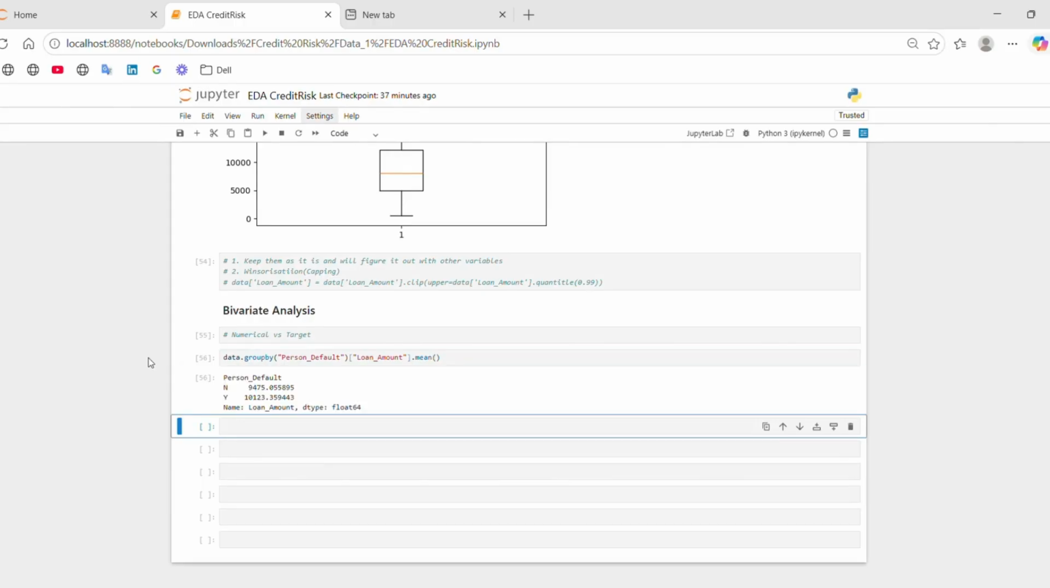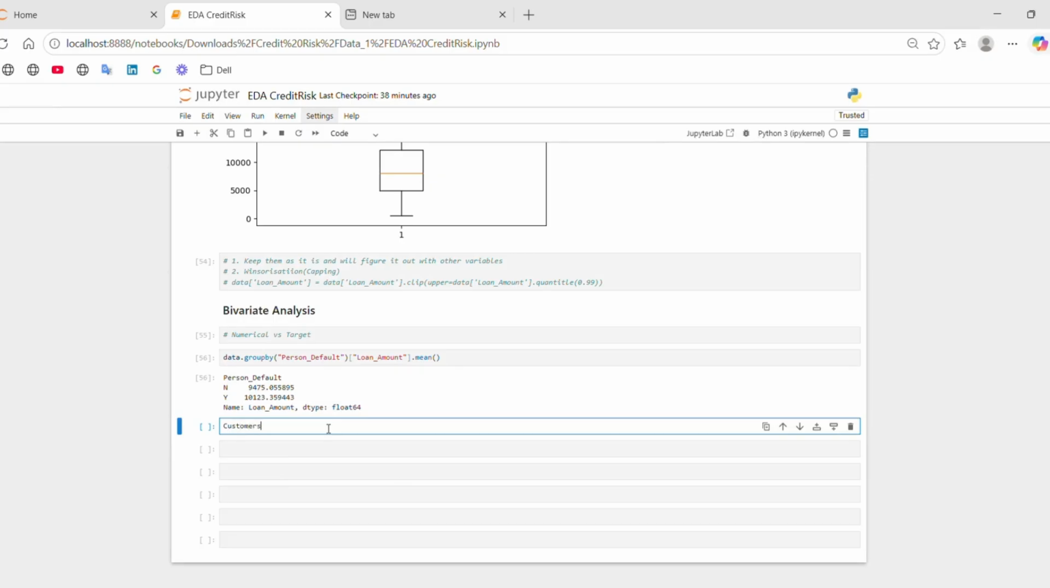And for that, I'll take the mean to understand the relationship. So the key observation is that the defaulters have high average loan amount. So here we are understanding the default relationship with the loan amount. The Y stands for the defaulters, and they do have average high loan amount. So customers who default, they do take larger loans on average. So that's the insight from that.